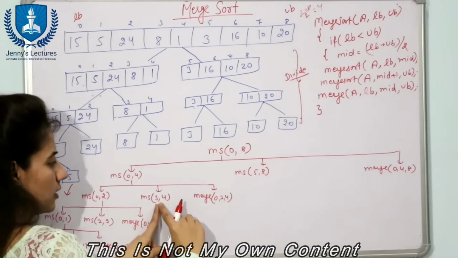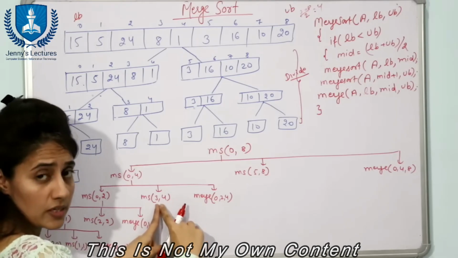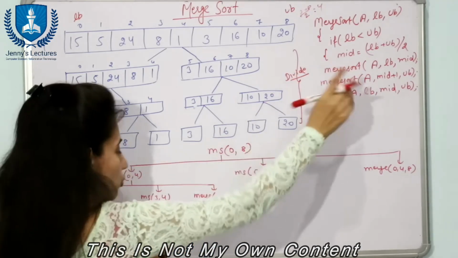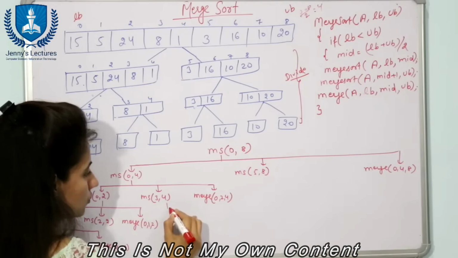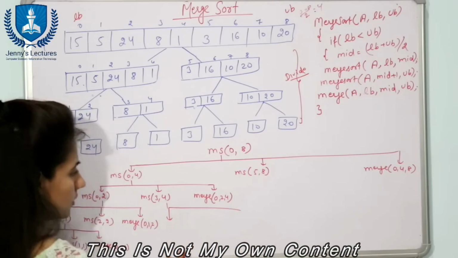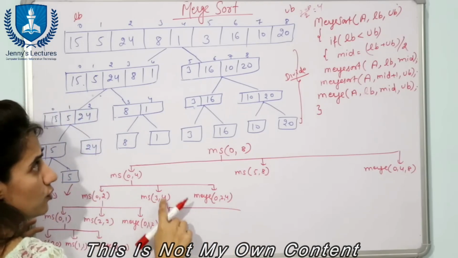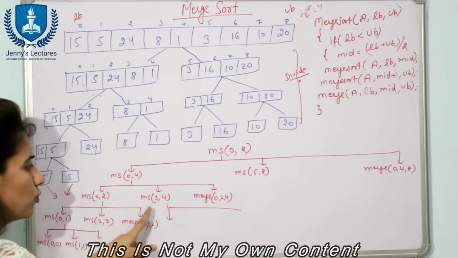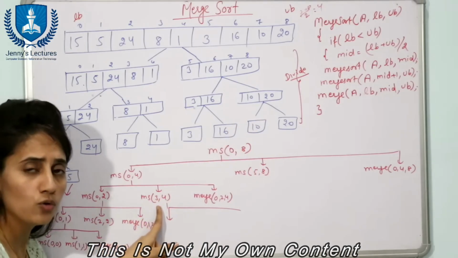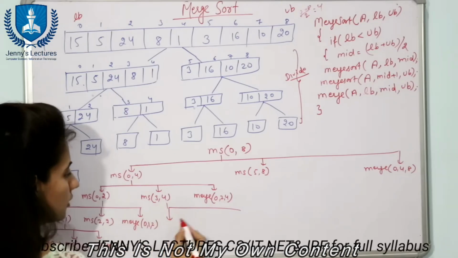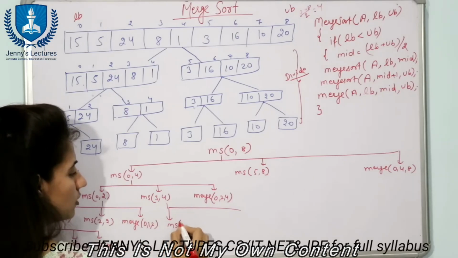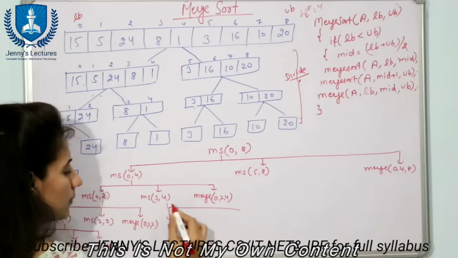Now come to this point. 3 is lower bound, 4 is upper bound. 3 is less than 4. Yes. Then we are going to divide this into 3 parts. See, 3 is less than 4. Yes. Find out the midpoint. 3 plus 4, that is 7. 7 divided by 2 is 3 only. Fine. So here we are going to call merge sort. Lower bound is 3. Mid is also 3.